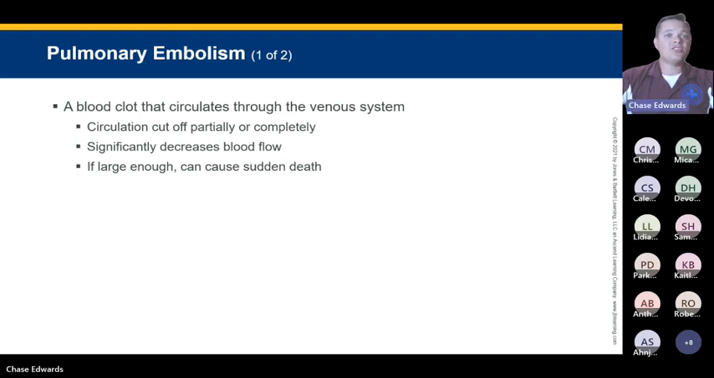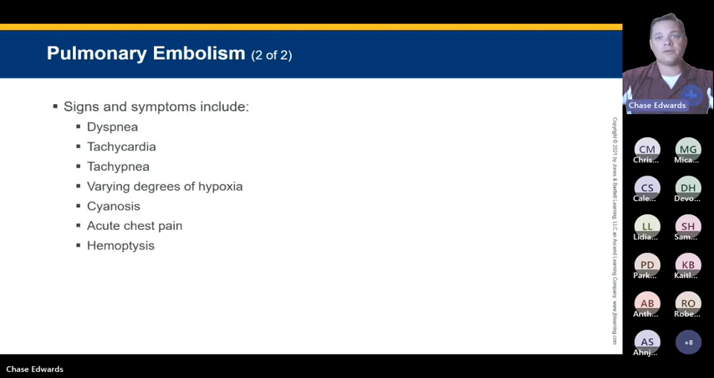A lot of times those patients will have the following symptoms. Signs and symptoms are going to be dyspnea, tachycardia, tachypnea, which is fast breathing, varying degrees of hypoxia, cyanosis, acute chest pain, and hemoptysis, so blood coming up can be an issue. Pink frothy sputum can come up. With a large enough embolus, complete obstruction to the output of blood from the right side of the heart can result in sudden death.